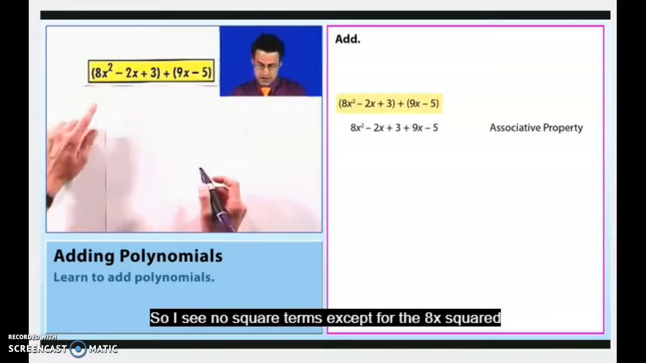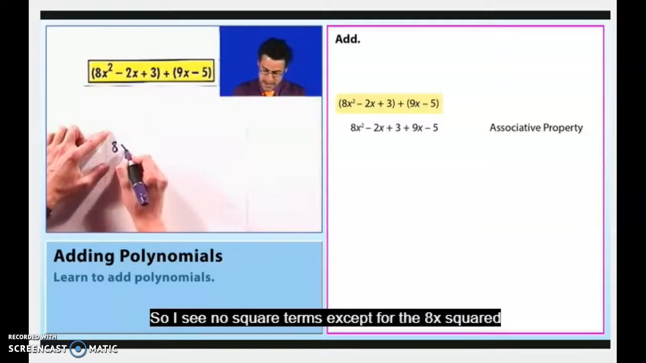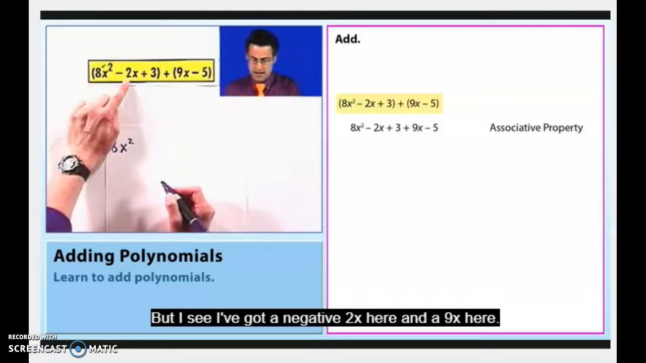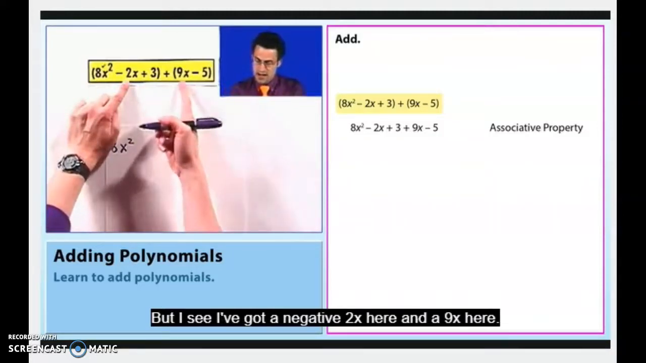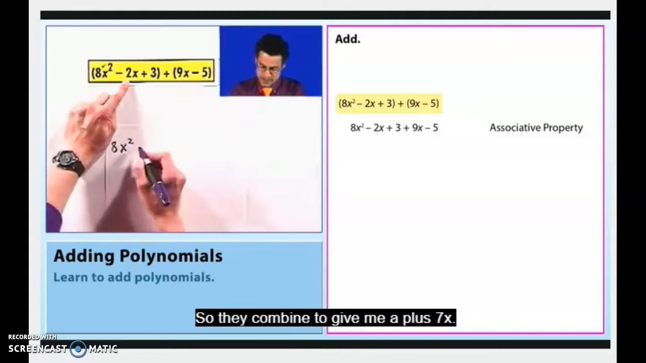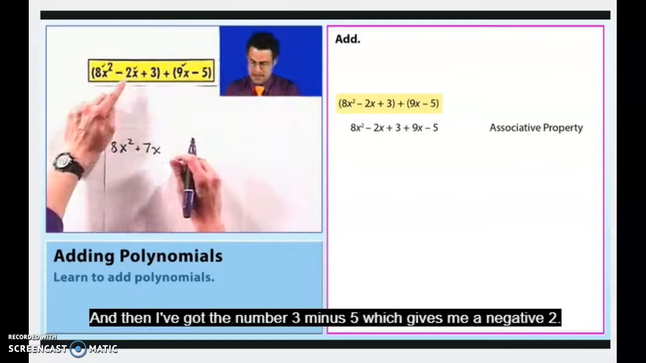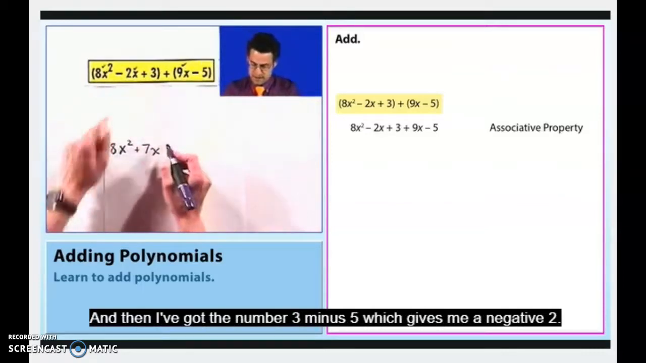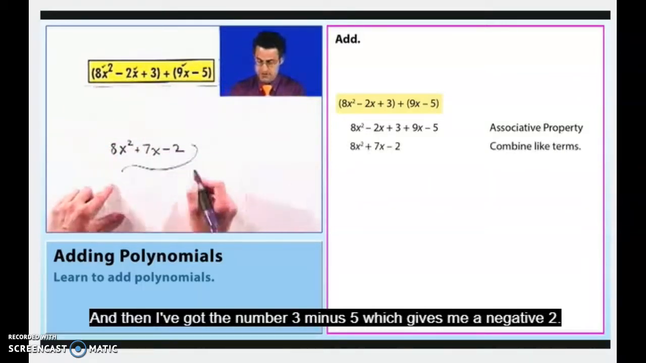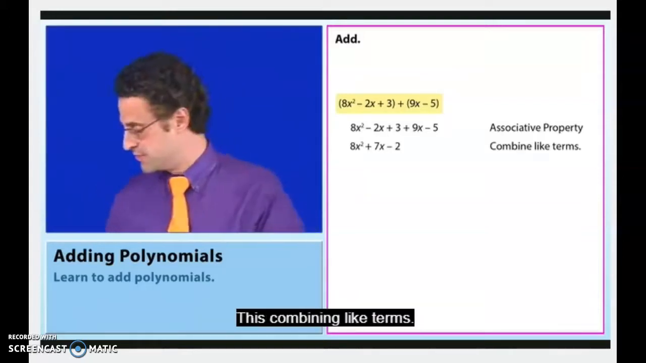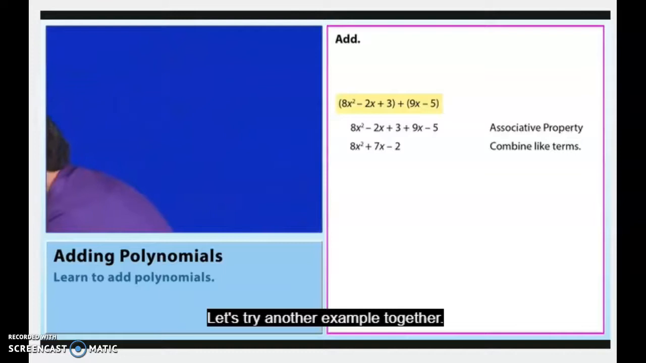So I see no square terms except for the 8x squared, so that takes care of that term, and I check them off. But I see I've got a negative 2x here and a 9x here, so they combine to give me a plus 7x. And then I've got the number 3 minus 5, which gives me a negative 2. So there is the sum of those two polynomials, just combining like terms. Let's try another example together.